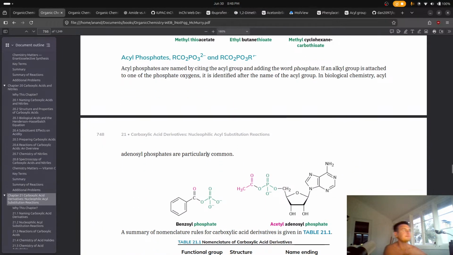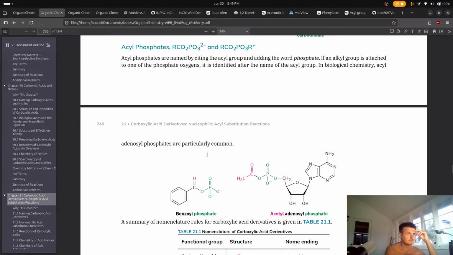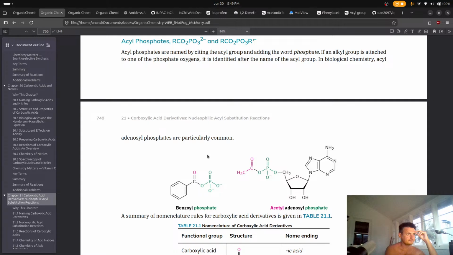All right, acyl phosphates. Acyl phosphates are named by citing the acyl group and adding the word phosphate. If an alkyl group is attached to one of the phosphate oxygens, it is identified after the name of the acyl group.